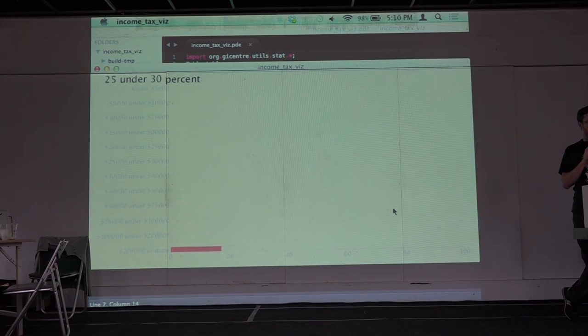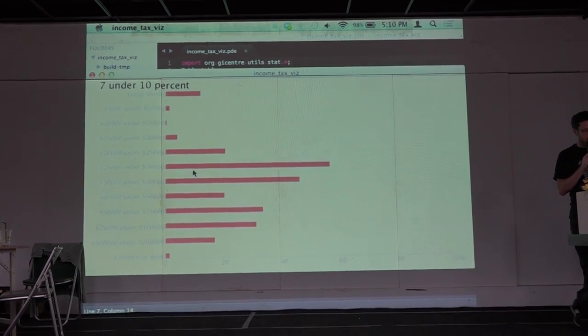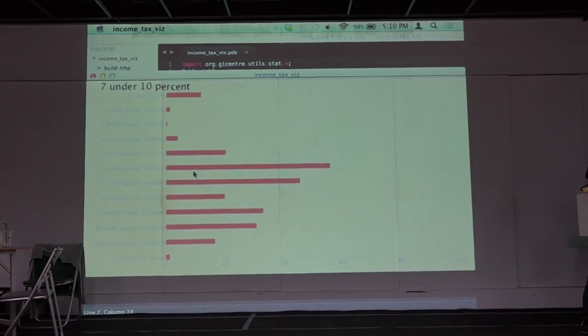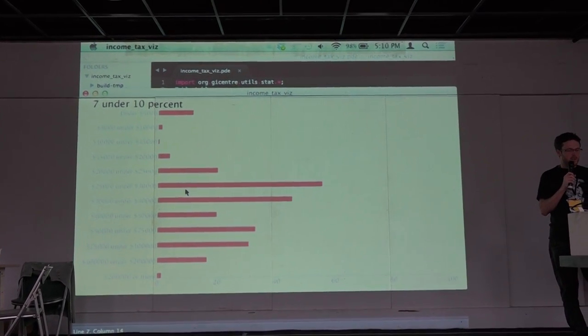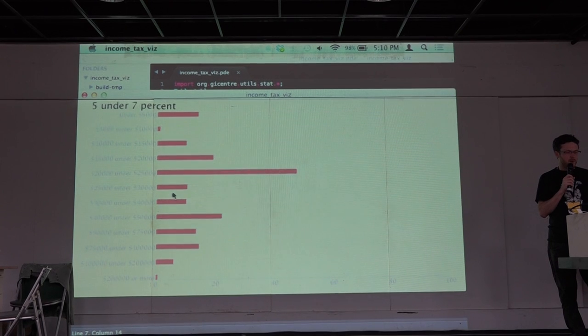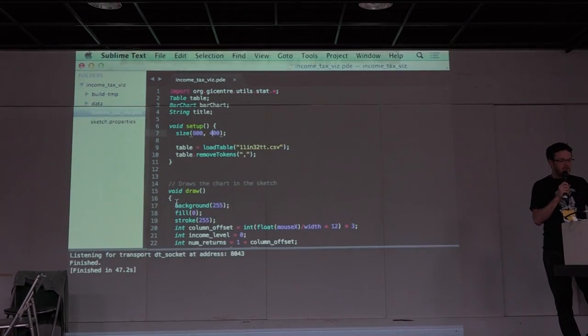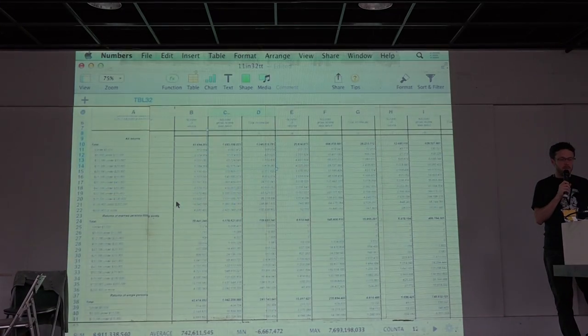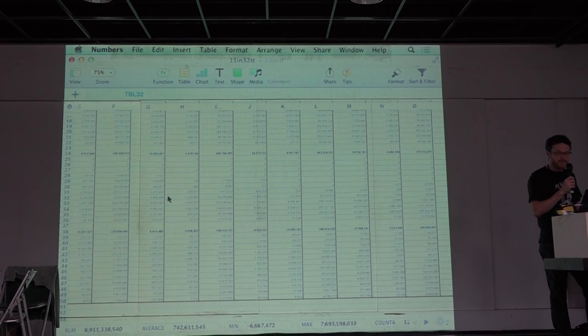So anyway, the whole thing isn't all that interesting, but it was a good exercise for me to learn Processing. I think now that I kind of have the hang of how to make these kinds of charts and how to do interesting things in Processing, I'll be able to get more out of that data and make it more accessible than this, which is hard to look at. So, thank you.